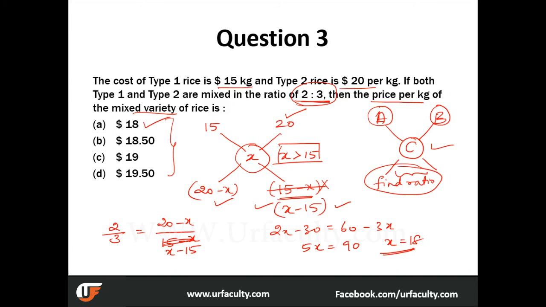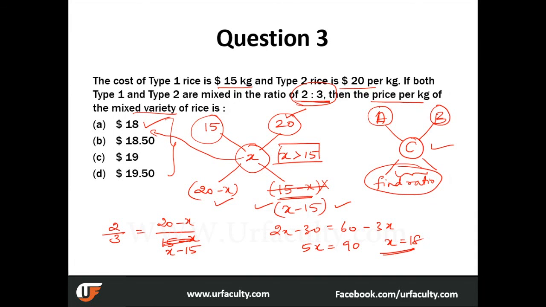So this is your answer, which means 2 parts of this product and 3 parts of this product, when they are mixed together in the ratio, you get a product which will be valued at 18 rupees per kilogram.